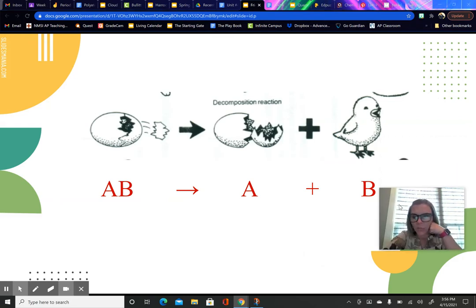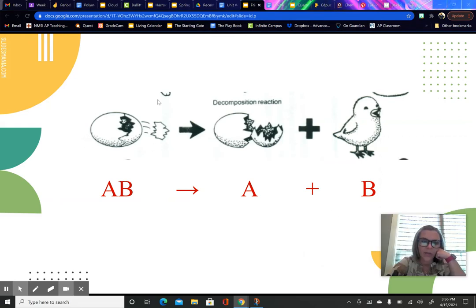I also wanted to point out here in the cartoon chemistry, we start with things that are together as one, but on the product side, things are separated. So if I start with AB, then A is going to separate from B in the product.